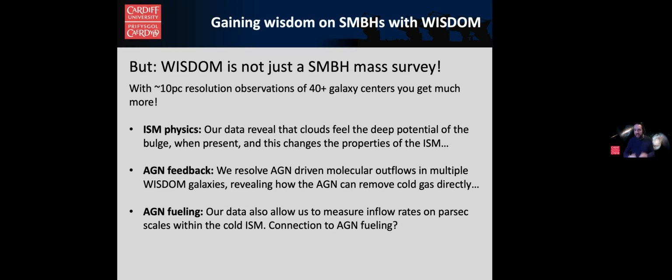So just in the very last couple of minutes, WISDOM isn't just a supermassive black hole mass survey. With our observations, we typically reach 10 or 20 parsecs in the centers of 40-ish nearby galaxies, and so we can get a lot more than just black hole masses. We can look at the ISM physics deep in the bulges of these galaxies. We've found that the molecular clouds in these regions feel the deep potential that they live in, and this changes the properties of the ISM.